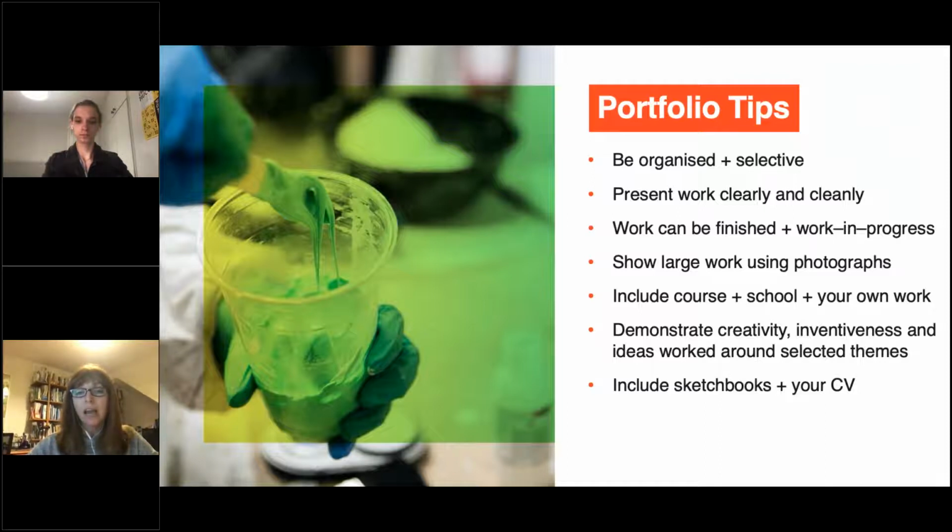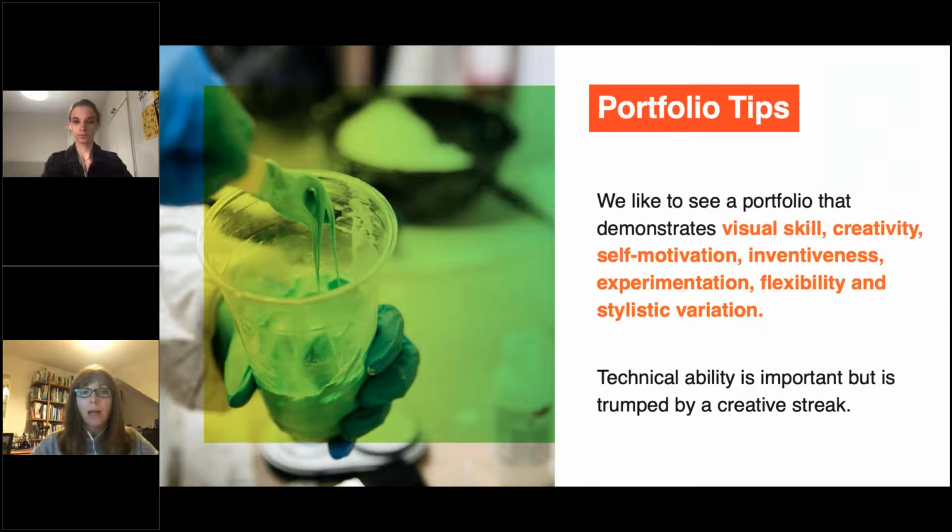And you can include, again, sketchbooks, and this would mean you'd have to photograph your sketchbooks. So again, you open them page by page and you take photographs of them. And then also your CV, which gives us an idea of your general interests. We like to see a portfolio that demonstrates the following.